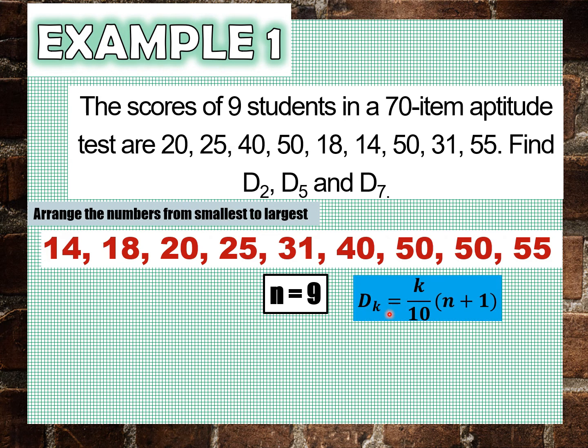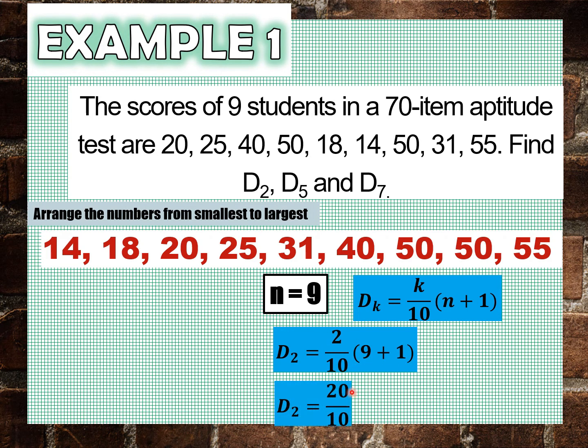So, sa decile, ito po yung pinaka-formula natin. D sub k is equal to k over 10 times n plus 1. Palitan lang po natin yung k ng 2 kasi we're going to solve for decile 2. So, we have 2 over 10 times 9 plus 1. So, 9 plus 1 is 10 times 2 is equal to 20 divided by 10 is equal to 2.